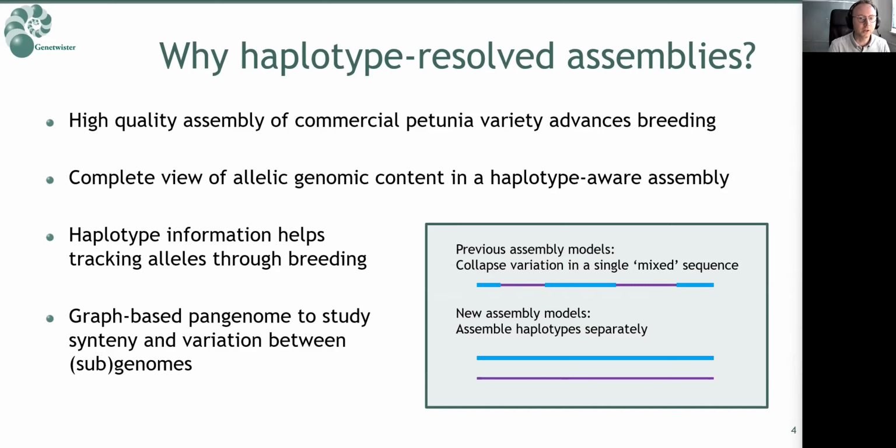current tools and technologies allow us now to build a haplotype-aware assembly. This provides a more accurate and complete overview of the allelic variation in the genome, especially in highly heterozygous species, which is often the case in ornamentals. Also, it allows for following alleles through breeding programs and studying ancestry. Finally, we can then integrate different haplotypes and genomes into a pangenome and study variation and synteny within and between different genomes.